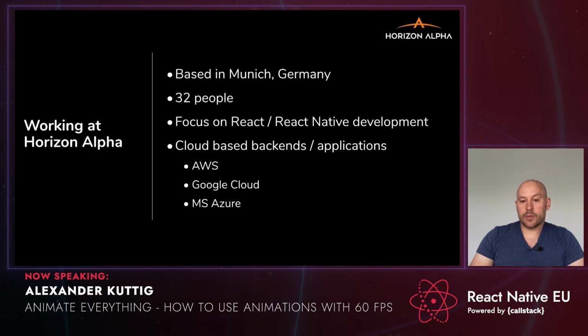I'm working at my own company. It's called Horizon Alpha. We are based in Munich. We are 32 people at the moment, and we focus on React and React Native development. And we build cloud-based backends for our React and React Native applications. We are working with AWS, Google Cloud, and Azure. So we're working with all 3 big cloud providers. Yeah, it's very, very good to work with the cloud providers for backends for our apps, because it makes it very easy.